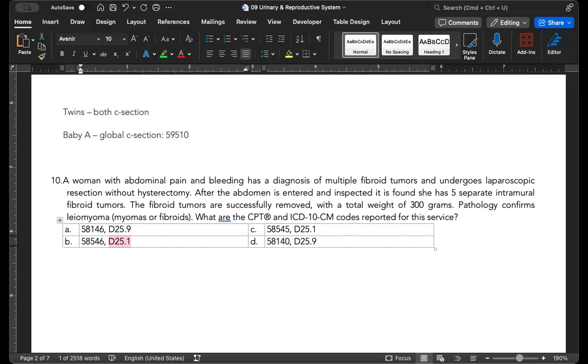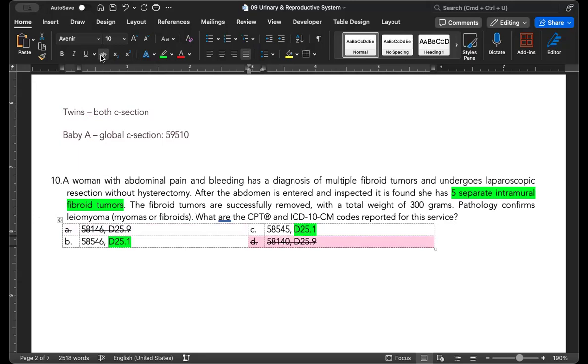D25.1. Yep, D25.1, because it specifies here that we have 5 separate intramural fibroid tumors. So that's going to be our D25.1 because our code description specifies intramural. Okay, so we know it is not going to be A or D. So we need to decide CPT-wise, is it 58545 or 58546? I always like it when they're pretty close to each other, so you don't have to do a whole lot of searching and you can just look up and down.